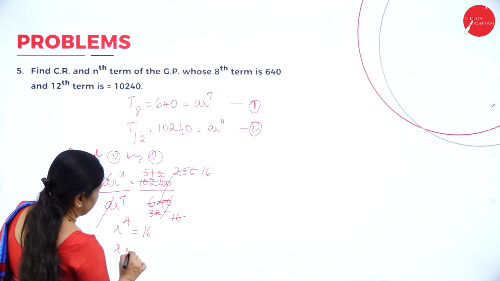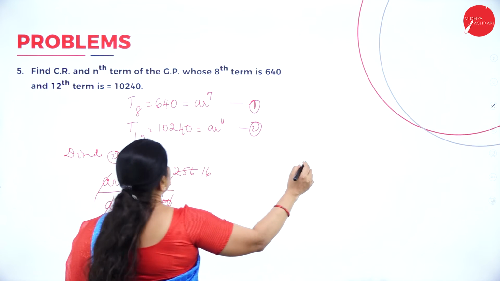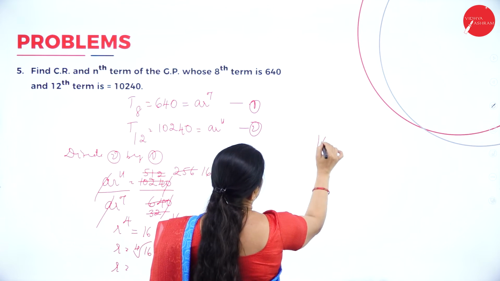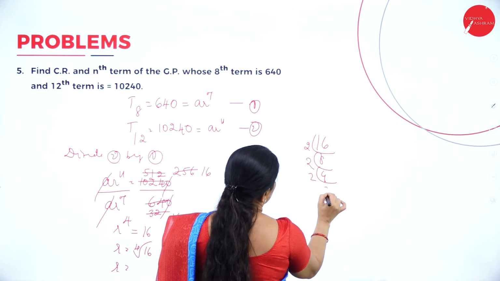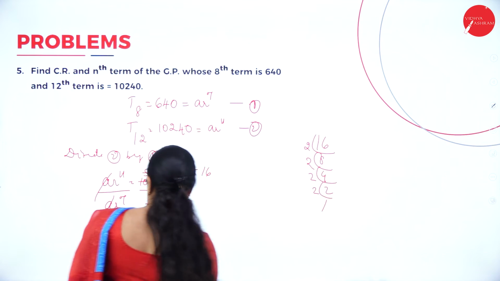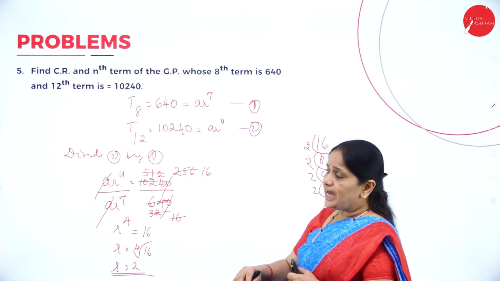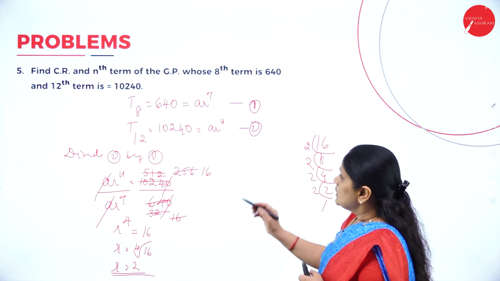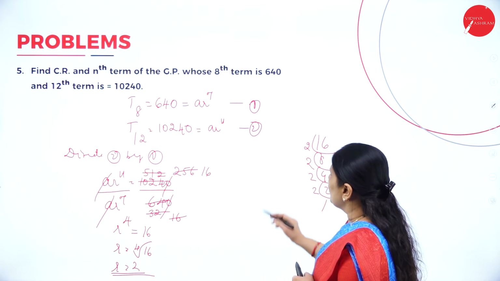So R will be equal to 4th root of 16. R will be equal to, we simplify this 16 here. So 2 8s are 16, 2 4s are 8, 2 2s are 4, 2 1s are 2. So R equals 2 is the answer. Now we have to find the value of A. So substitute the value of R equals 2 in equation 1.